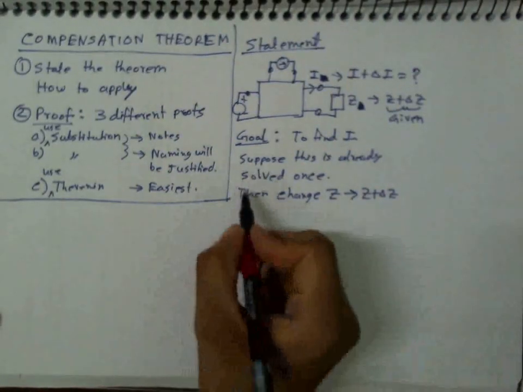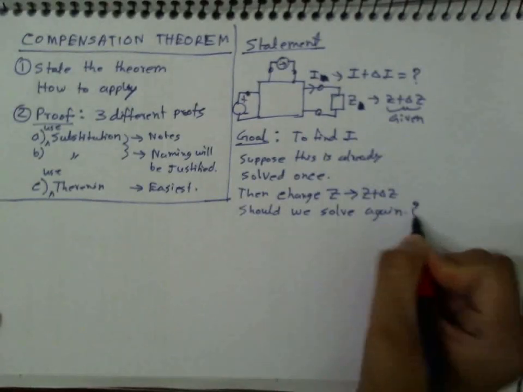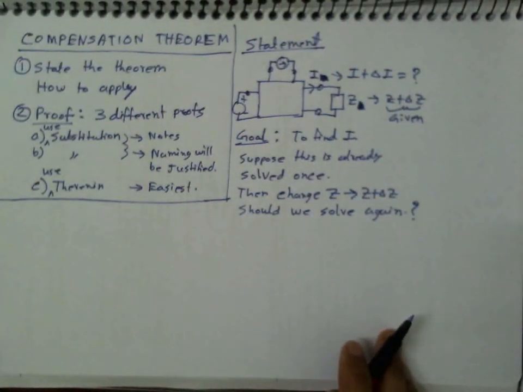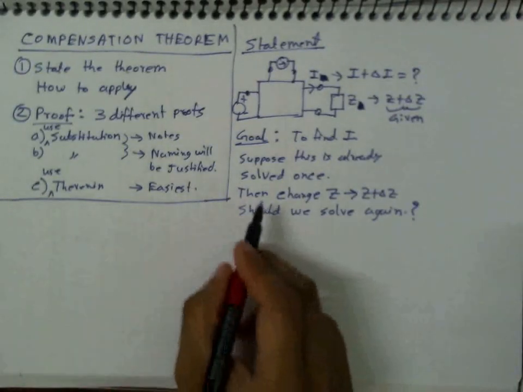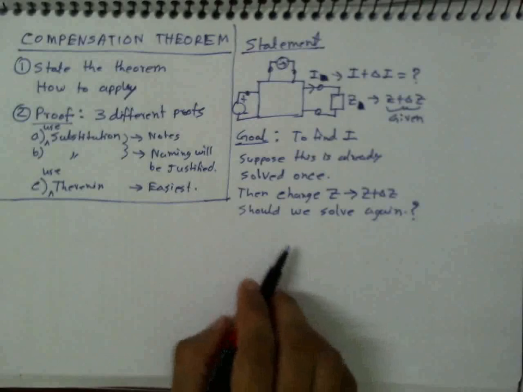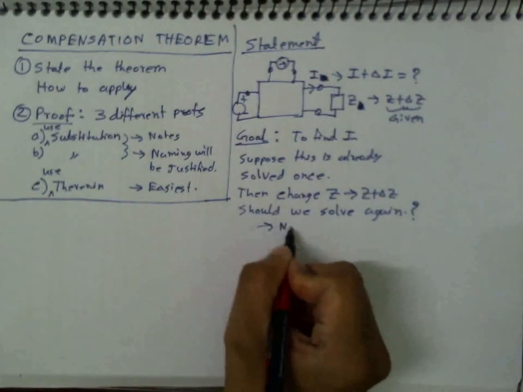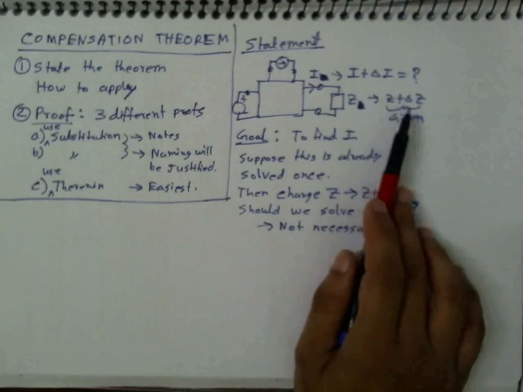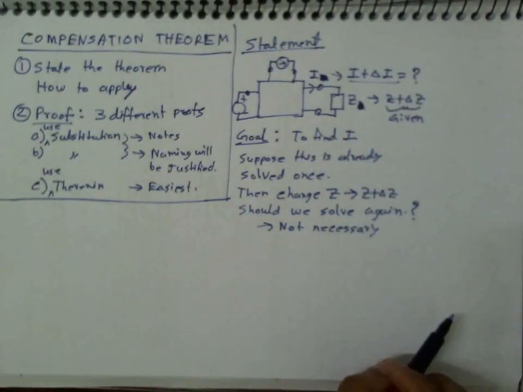Now what can we do? Should we solve again? Yeah, one way is, of course, we can solve the entire circuit once again, but sometimes it could be easier to use this compensation theorem to find this new solution more easily than solving the entire circuit once again. So solving it again is not necessary. We can use the compensation theorem to find the new value of this current I plus delta I when this impedance is changed from Z to Z plus delta Z. Okay, so that's the situation.